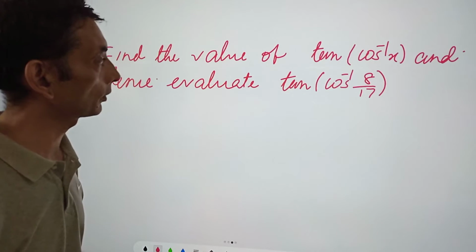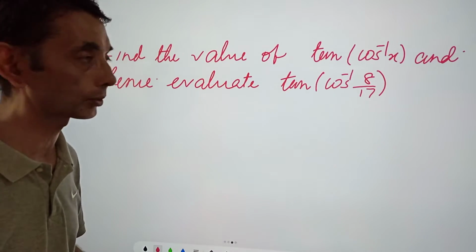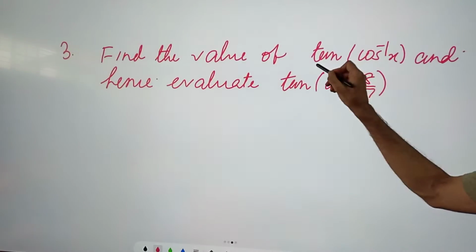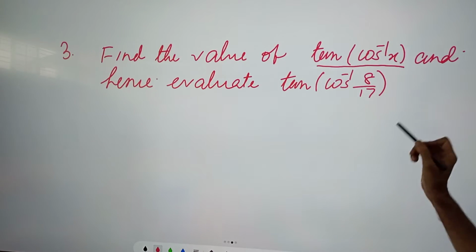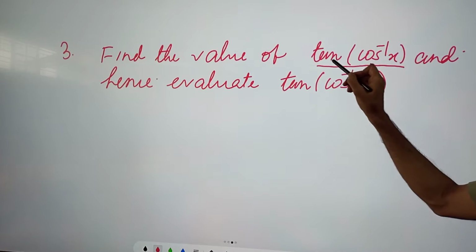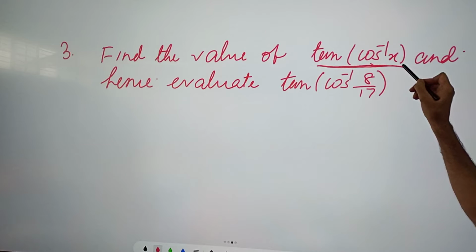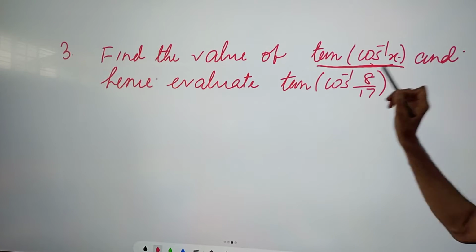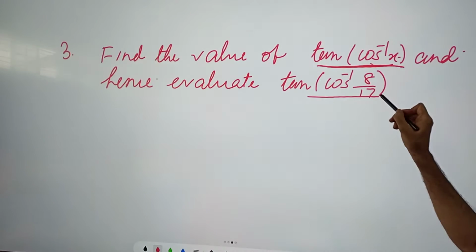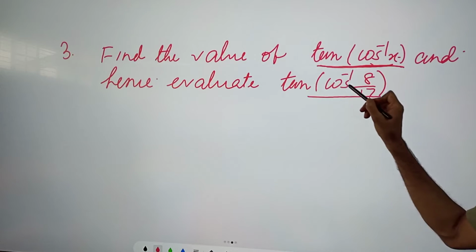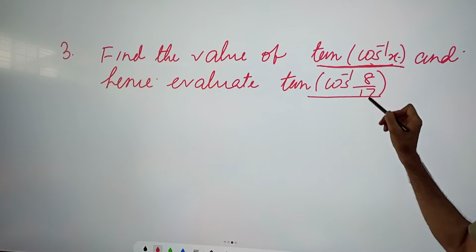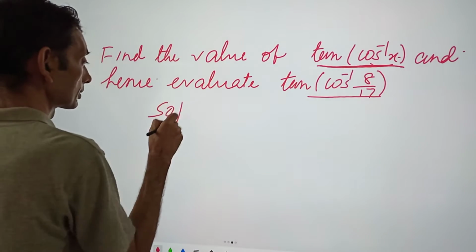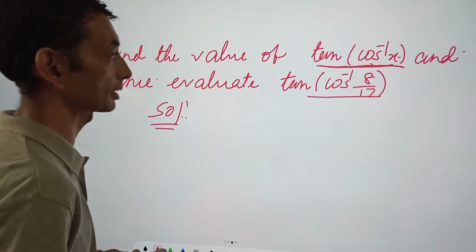Find the value of tan cos inverse x. This is another important question. We need to find this value, tan cos inverse x, and express it in terms of x. Using this value, hence evaluate tan cos inverse 8 by 17. We can just solve this. Again, it has very few steps.